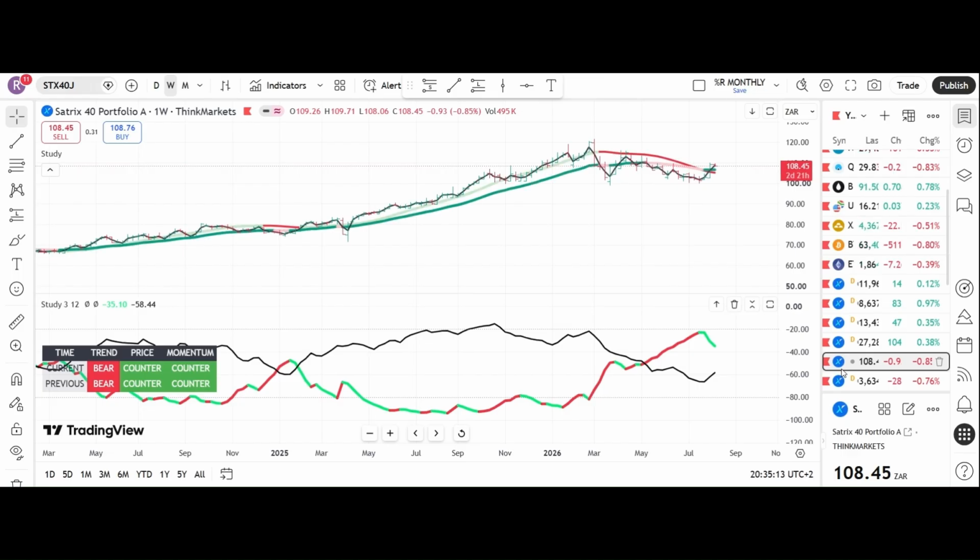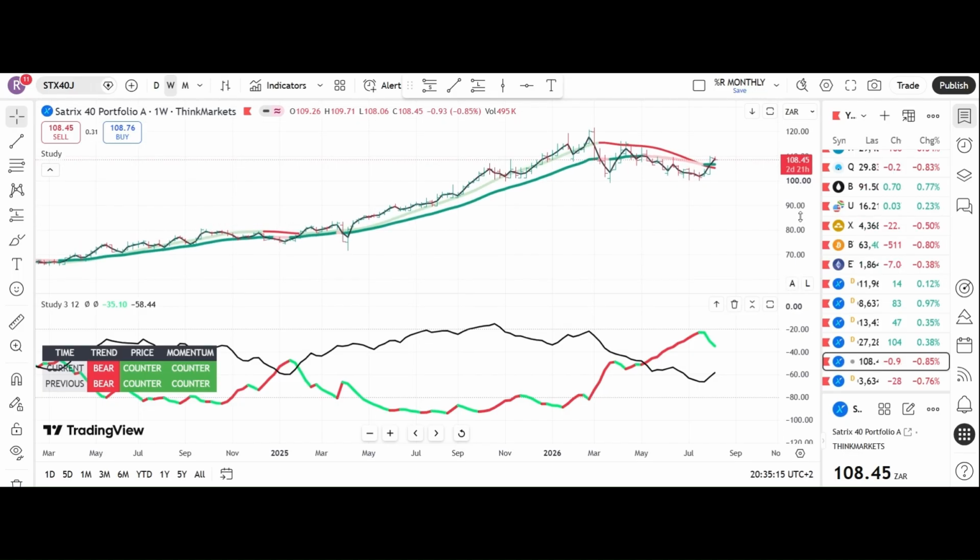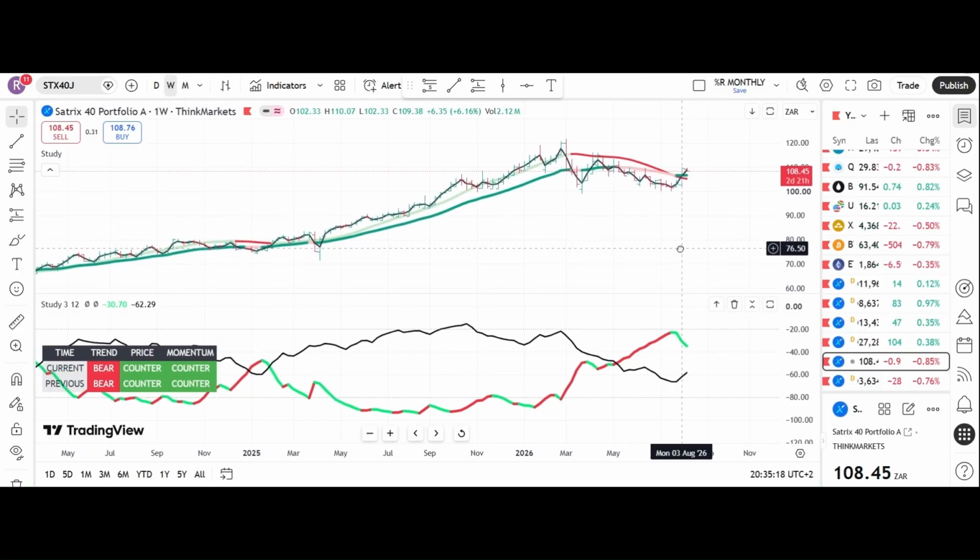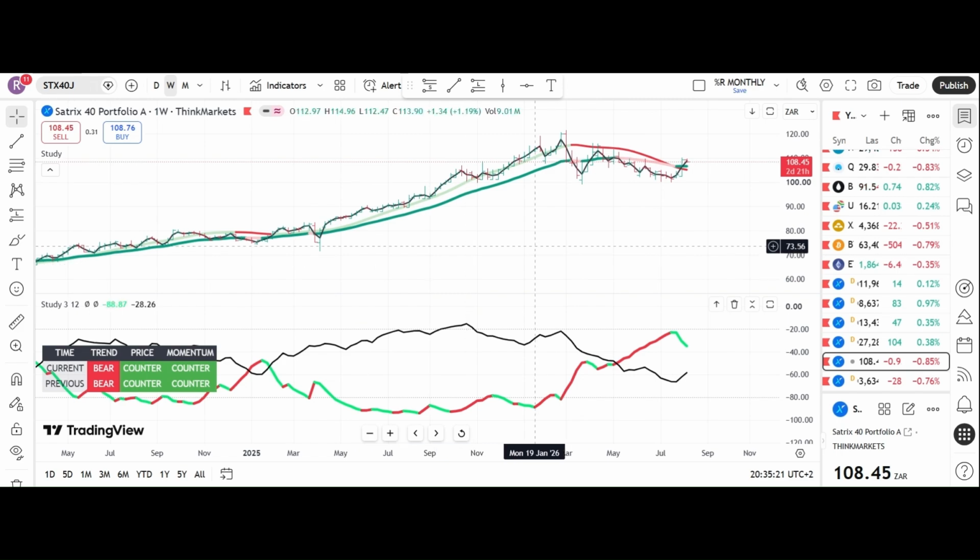The Satrix 40, basically the top 40 of the JSE. We see it is still in its bearish trend, but there is now a counter trend in both price and momentum. It went over these two moving averages, and now price is above that. We see this strong momentum as the two lines are pinching together, and we will see what is going to happen. Will it push further upward from here?